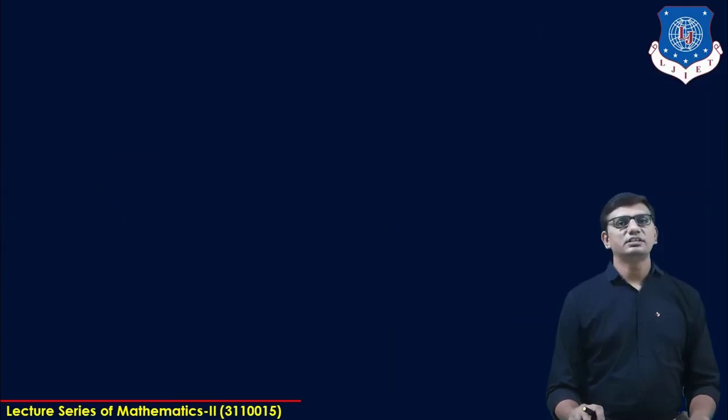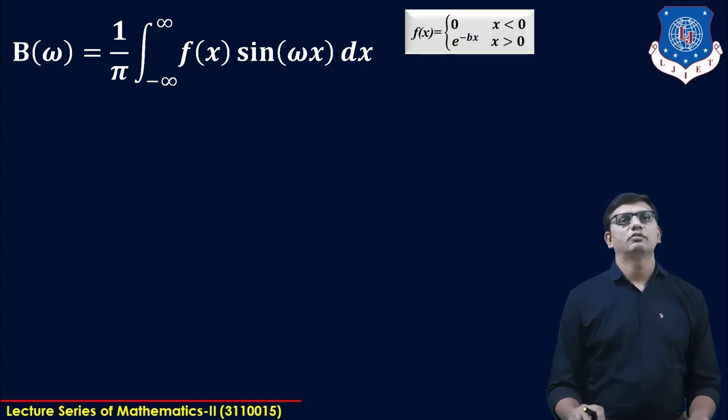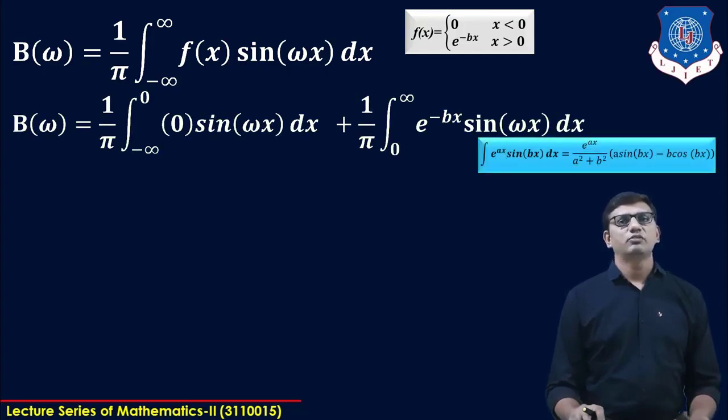Now we will find B(omega). B(omega) is 1 upon pi integration minus infinity to infinity f(x) sin omega x dx. Now our f(x) is divided into two parts. So our B(omega) is 1 upon pi integration minus infinity to 0 of 0 dx plus 1 upon pi integration 0 to infinity e raised to minus bx sin omega x dx. For the second integration we take the integration formula, which is the integral of e raised to ax sin bx dx equal to e raised to ax upon a square plus b square into a sin bx minus b cos bx.